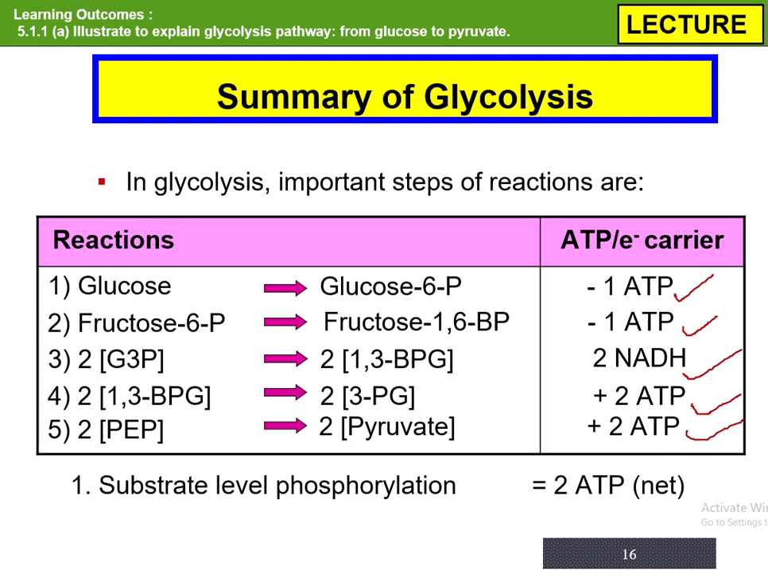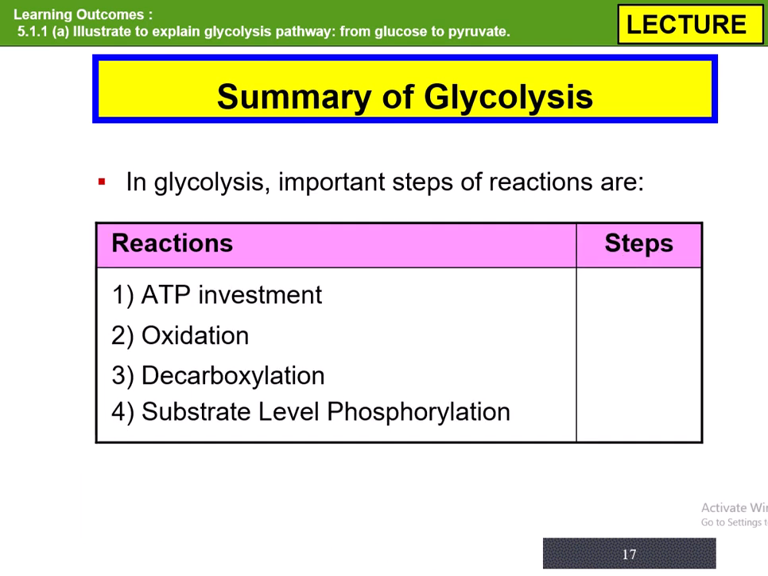In summary, we will only get 2 ATP from substrate level phosphorylation because we use 2 ATP in the first two steps in glycolysis. We will also produce electron carriers in the form of 2 NADH. Please refer to your tutorial notes.